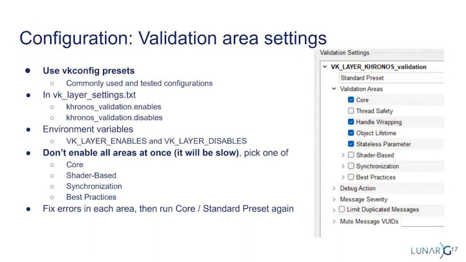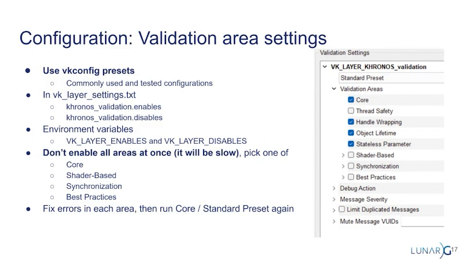And let's see. So the easiest way to do this is to use these standard presets. There's presets for every validation area in vkconfig, and that'll be one button you push that gets you into a configuration that we test that we think is a good idea to run. That's the easiest way to change between all of these different validation areas. You can also use the configuration yourself with the other options.